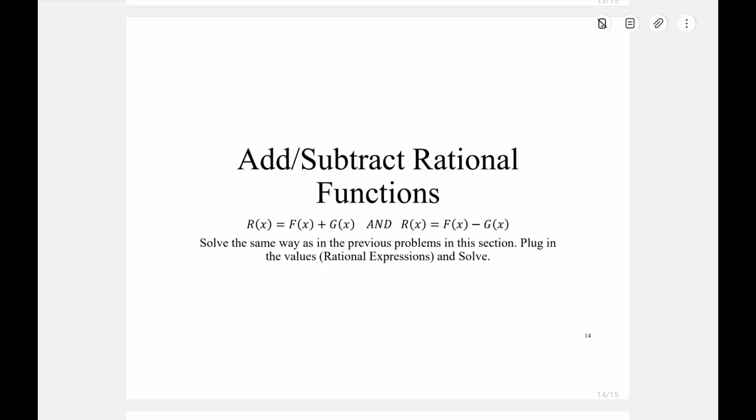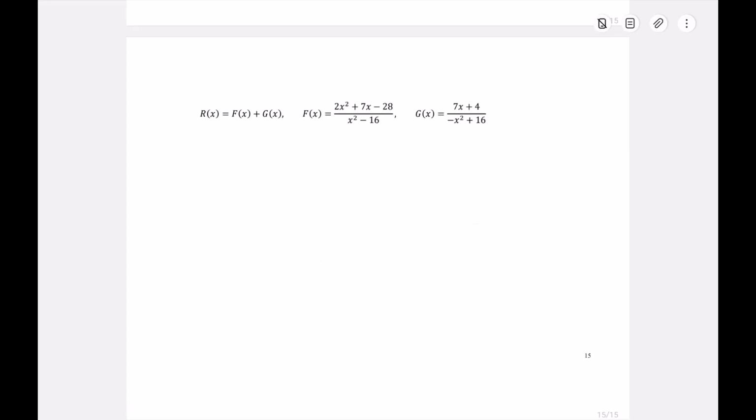So now we're going to add and subtract rational functions, and so the same process is what we've done in this section. It's going to be the same process just with f of x, g of x, and r of x. So we're given this rational function, we have r of x is equal to f of x plus g of x, and so we're just going to be adding our rational expressions.